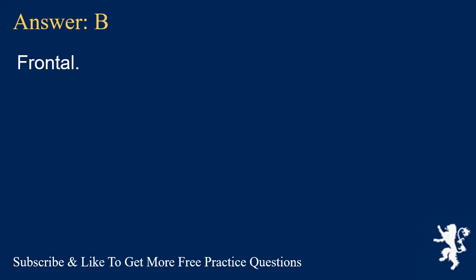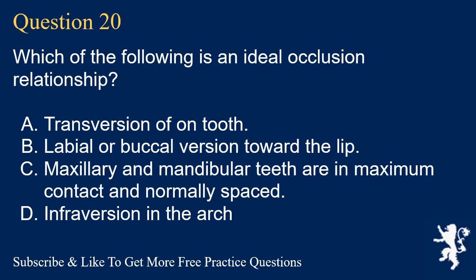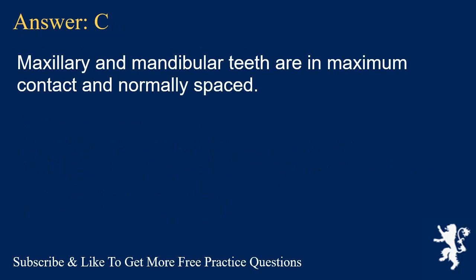Question 20. Which of the following is an ideal occlusion relationship? A. Transversion of one tooth. B. Labial or buccal version toward the lip. C. Maxillary and mandibular teeth are in maximum contact and normally spaced. D. Infraversion in the arch. Answer, C. Maxillary and mandibular teeth are in maximum contact and normally spaced.